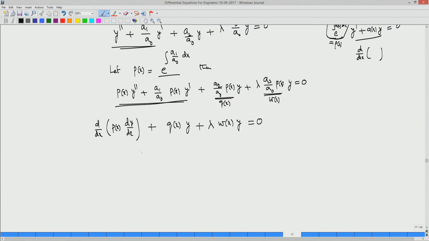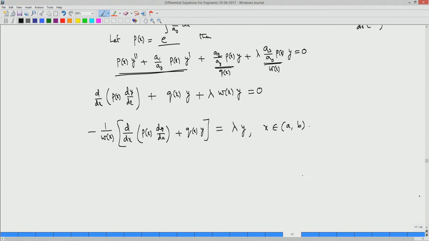So, this is what I have. Now I can write it in a nice form: Ly equal to lambda y. This means you can write minus d/dx of p(x) dy/dx, plus q(x) y, equal to lambda w(x) y. I take this as the left hand side, and you also divide with w(x). So you have 1 by w(x) of this equal to lambda y, where x belongs to (a, b). So the domain is this. This is now a nice form.